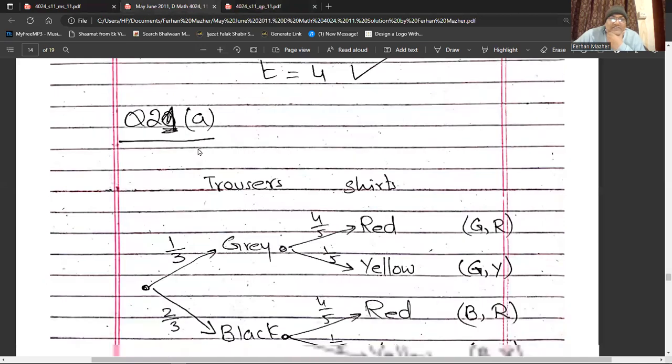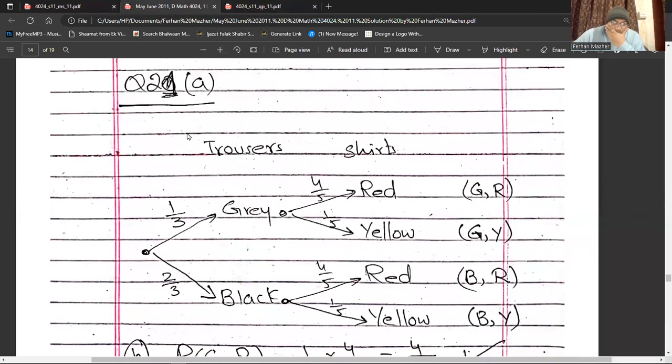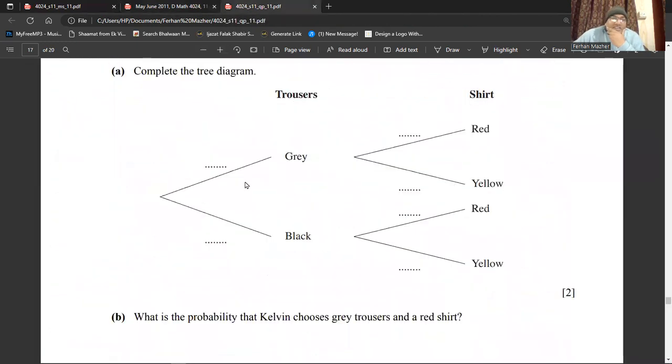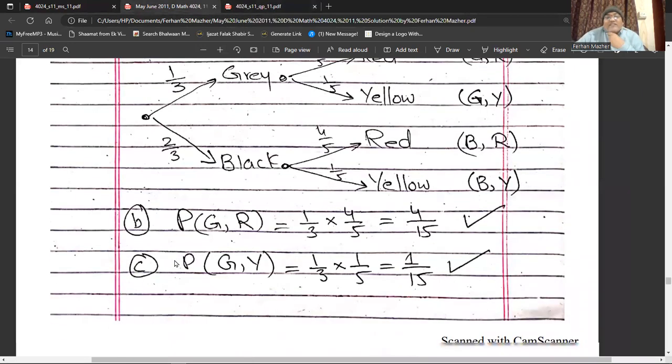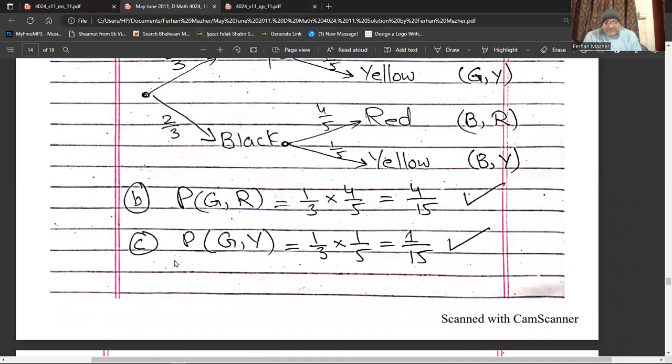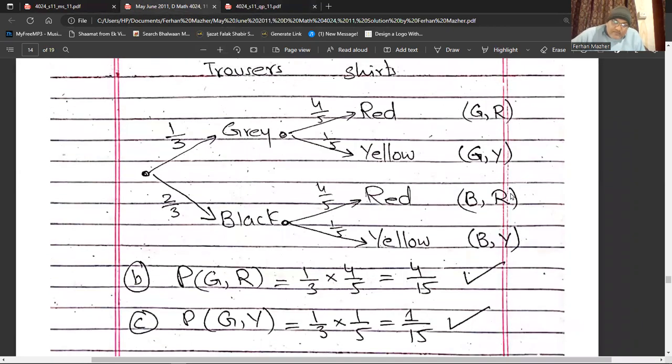So let me show you. I have done this. Hopefully you can see gray 1/3, 2/3, 4/5, 1/5, 4/5, 1/5. Gray comma red means gray trouser, red shirt; gray trouser, yellow shirt; black trouser, red shirt; black trouser, yellow shirt. These are the outcomes. Their first question is, what is the probability that Calvin chooses gray trouser and a red shirt? It means they are asking for the gray comma red.